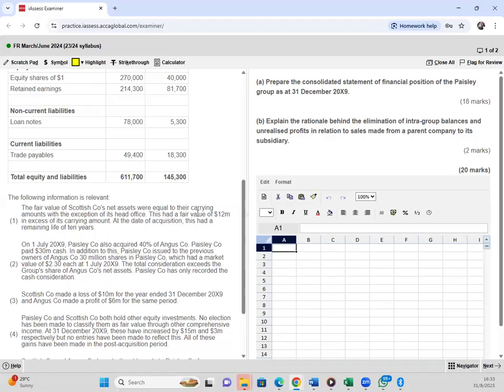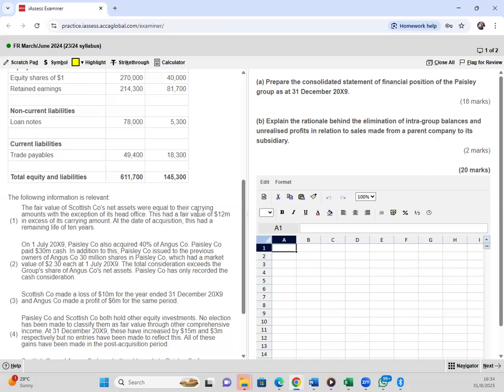On 1 July 20X9, Paisley Company also acquired 40% of Angus. So 40% means that firm is our associate. If you have acquired 40%, you have no controlling interest, so that's your associate. For an associate, we don't consolidate; we just account for the investment in associate. Paisley paid 30 million cash.